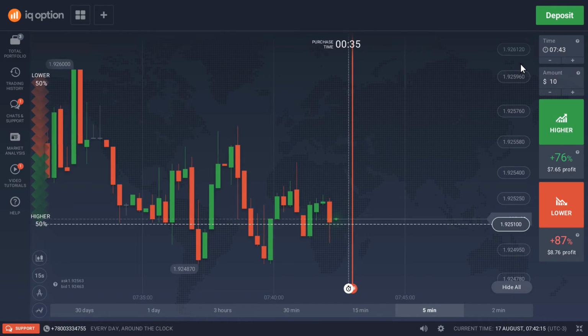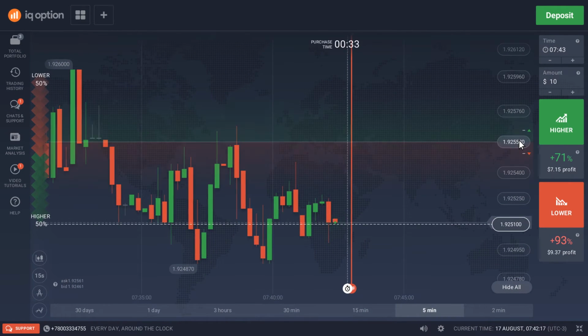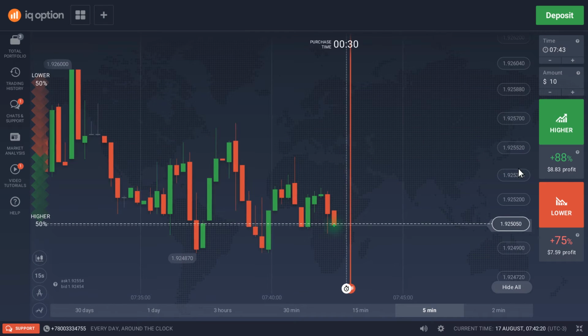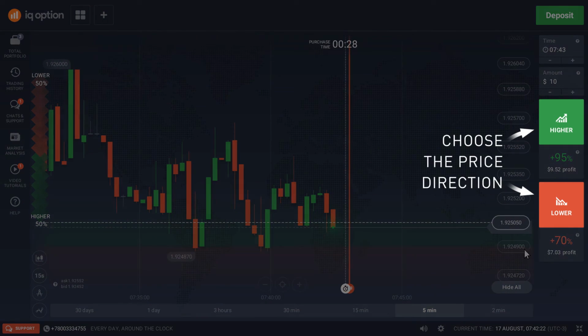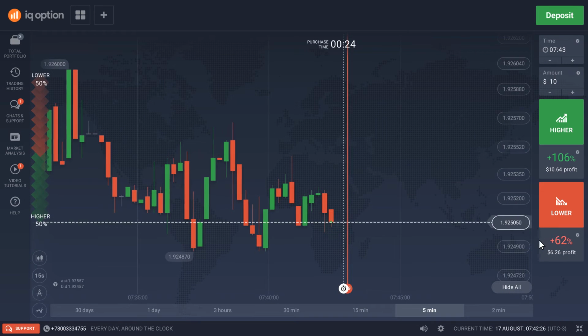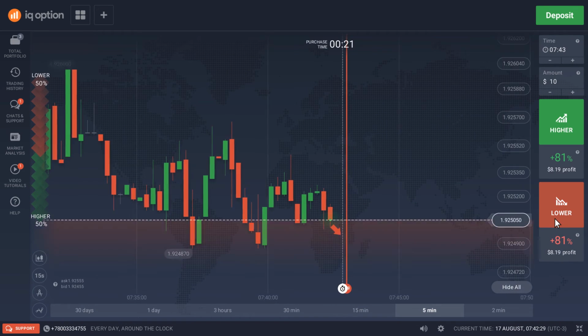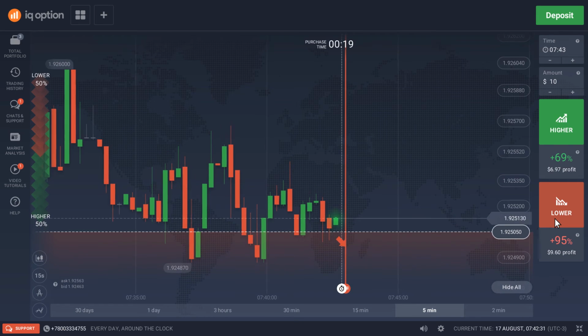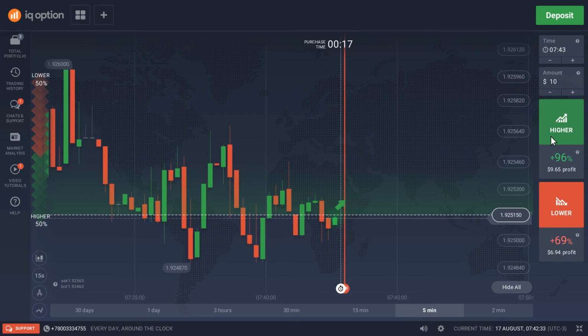Up to this time, you can buy as many options of the same asset as you wish at different strike prices and both in the higher and lower directions. Now select the direction of the price movement. If you think the closing price will be lower than the chosen strike price, click Lower. If you expect the closing price to be higher than the chosen strike price, press Higher.